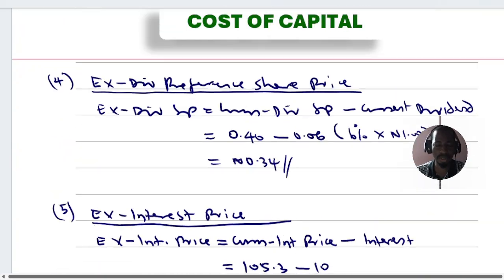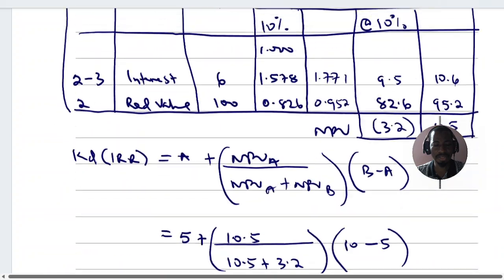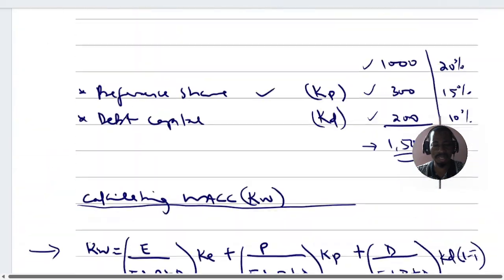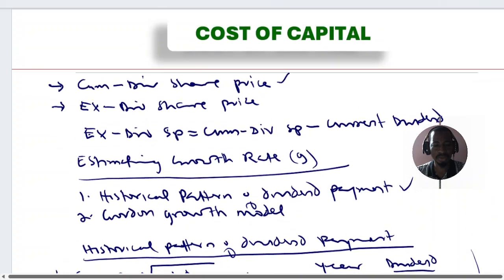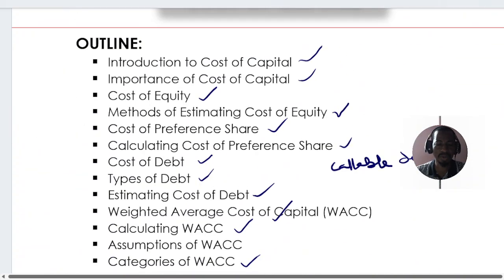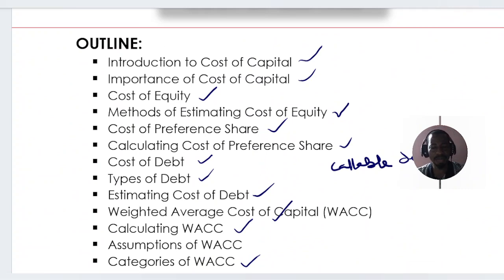So far, we started with the introduction to cost of capital. We talked about the importance of cost of capital. We talked about how to estimate cost of equity, the meaning of cost of equity, and then methods of estimating cost of equity. Under methods of estimating cost of equity, we only discussed the dividend valuation model. And I said that when we get to the capital asset pricing model, we are going to discuss it in detail because it is a topic on its own in strategic financial management or corporate finance. But I demonstrated for you how to calculate cost of equity using the dividend valuation model.